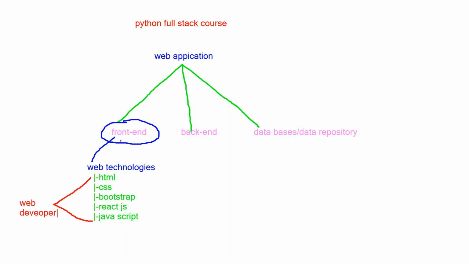Ten years back, there would be a web developer, a back-end developer, and a database administrator. Nowadays it's not like that. If a company wants to hire someone, it expects that person to be a full stack person. He should know all web technologies, all back-end technologies, and most of the databases.